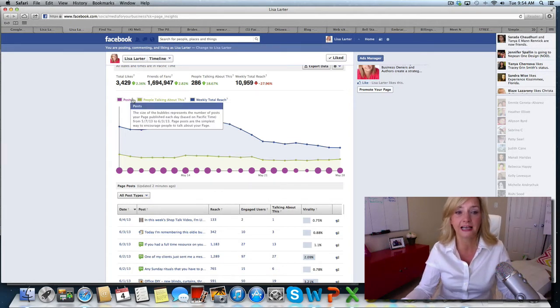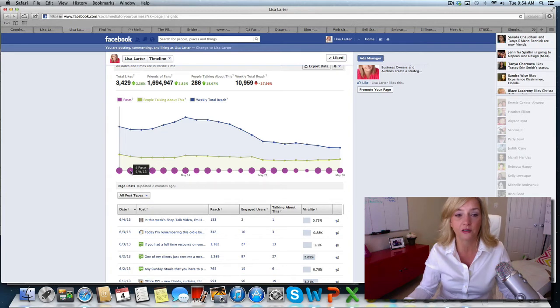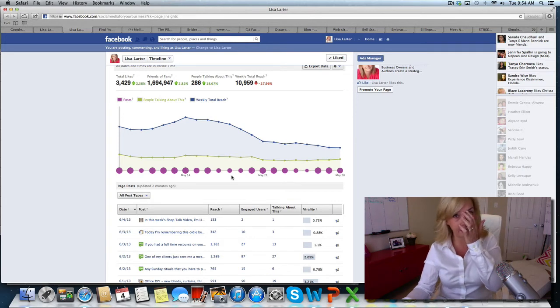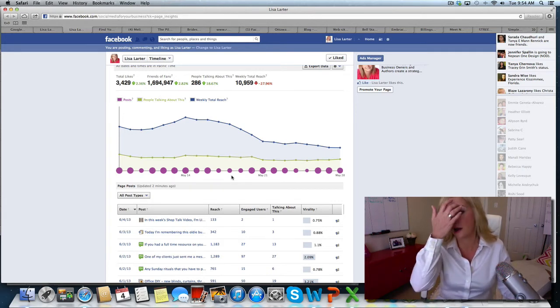And then the third piece is the size of the bubbles represent the number of posts your page published each day. Page posts are how you get people to talk about your page. So the bigger the bubble shows you the more posts. If you look here on this day where I had 4 posts, I had the highest number of people reached. If you look at a day where I had 2 posts, I had a lower number of people reached. So you can look at this graph and see if there's a correlation between the number of people who are actually interacting with your page versus the number of posts that you are putting on your page.